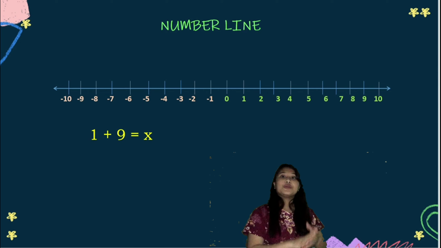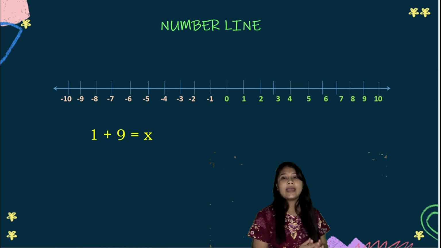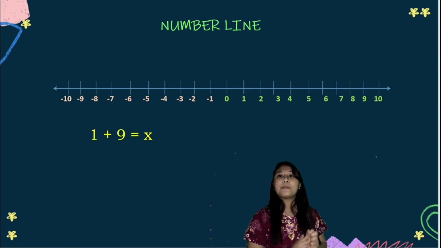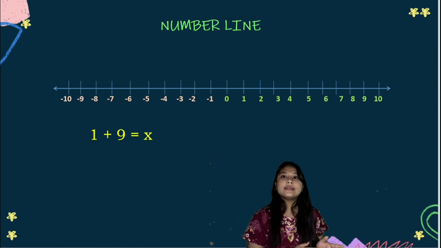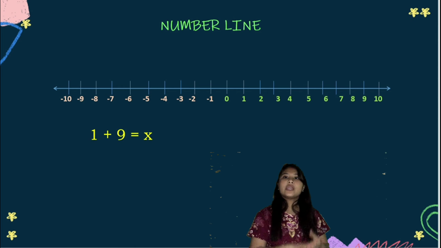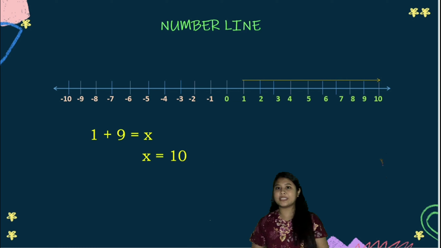Using the number line, we will start at 1 and move in the right direction of the number line, which consists of the positive numbers. In order to achieve the value of x, we need to move 9 spaces. Therefore, the value of x is equal to 10. Let's move on to another example.